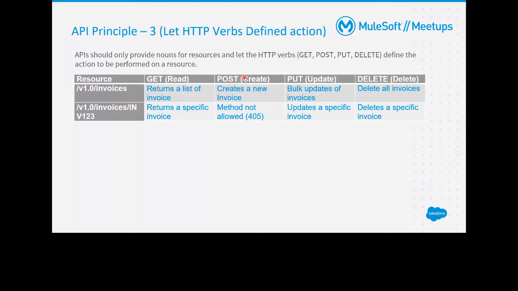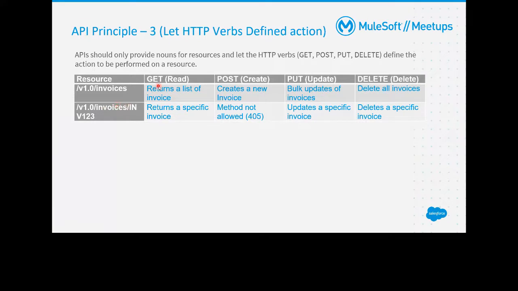Then you have post, which is to create a resource, so you can create a new invoice in the data store. Then you can use put, which will update the resource, or create if it is not there. And finally you have delete, which will delete the invoices. Now, since I have used invoices, which is plural, I can pass the invoice ID to do the operation for a single invoice. The invoice ID is often the primary key, so it should always be used as a unique identifier for a particular invoice.